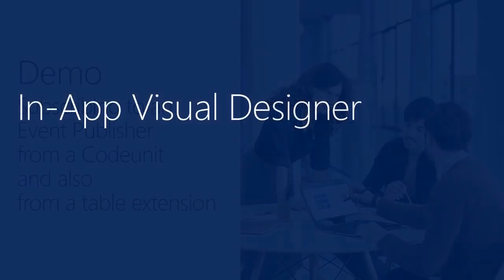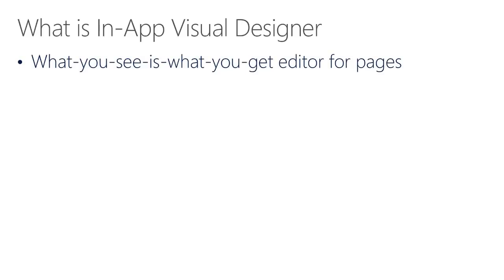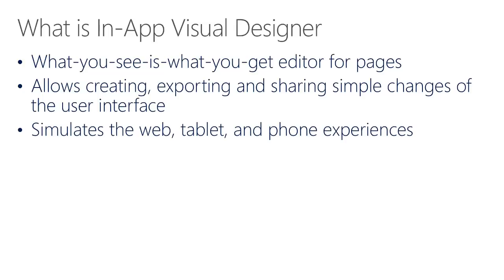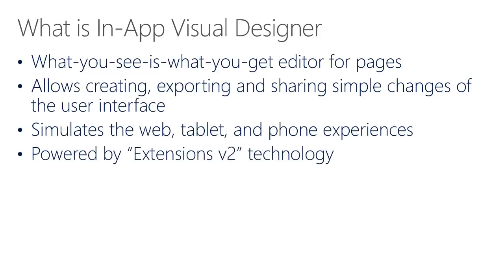Our next topic is the in-app visual designer. So what is the in-app visual designer? Well, it is a what you see is what you get, or WYSIWYG editor for pages in Dynamics 365 Business Central. It allows creating and exporting and sharing simple changes of the user interface, and you can use it to simulate the web and the tablet and the phone experience, and I'll show you what that looks like in a minute. And it is powered by Extensions v2 technology, which means that all the changes that you put in the in-app visual designer are saved as an extension inside of your tenant.